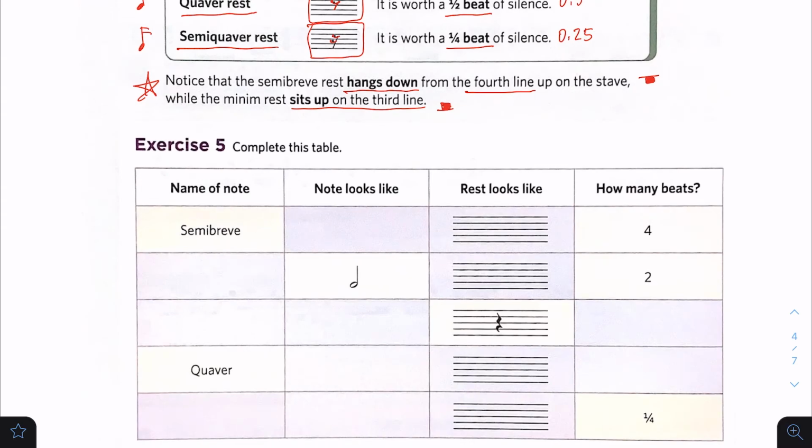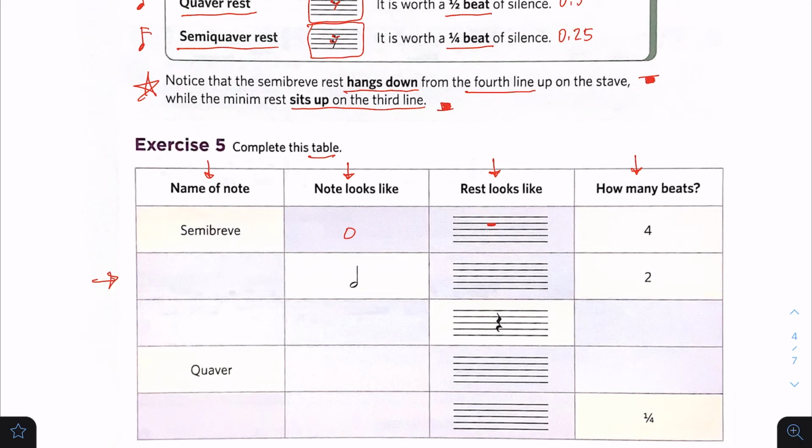Exercise 5, complete this table. So there are 4 columns here. On the left-hand side, we have name of note, followed by note looks like, then rest looks like, and the right column is how many beats. So the name of note is semi-brief. The semi-brief note looks like an oval. The rest looks like this, hanging from the 4th line. And how many beats? Both semi-brief and semi-brief rest is worth 4 beats.